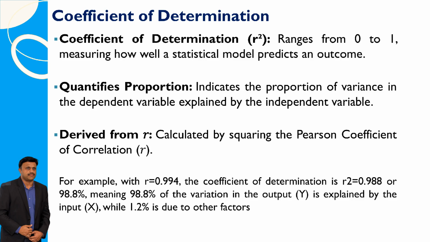The coefficient of determination ranges from 0 to 1 and measures how well a statistical model predicts an outcome by quantifying the proportion of variance in the dependent variable explained by the independent variable. It is derived by squaring the Pearson coefficient of correlation. For example, with an r value of 0.994, the coefficient of determination is 0.988, meaning 98.8% of the variation in the output, y, is explained by the input, x, while 1.2% is attributed to other factors.